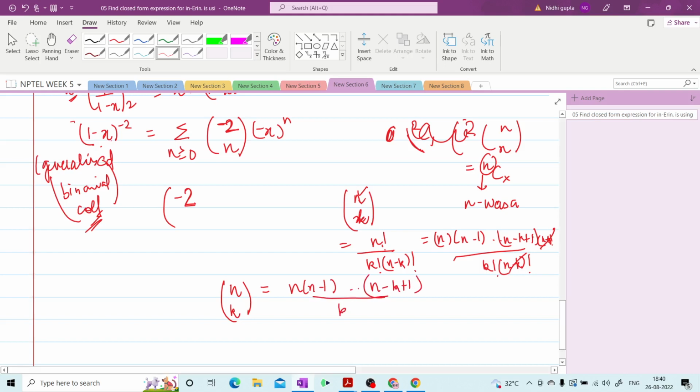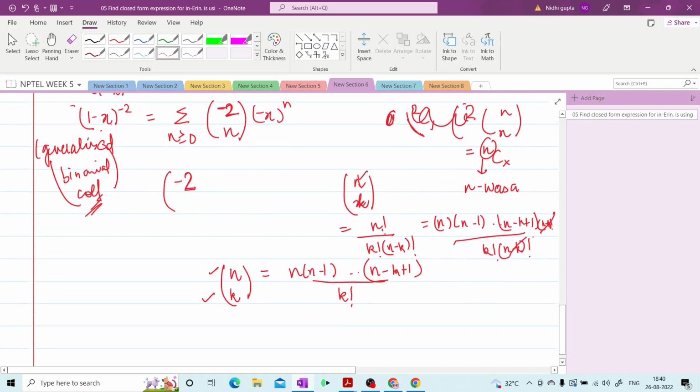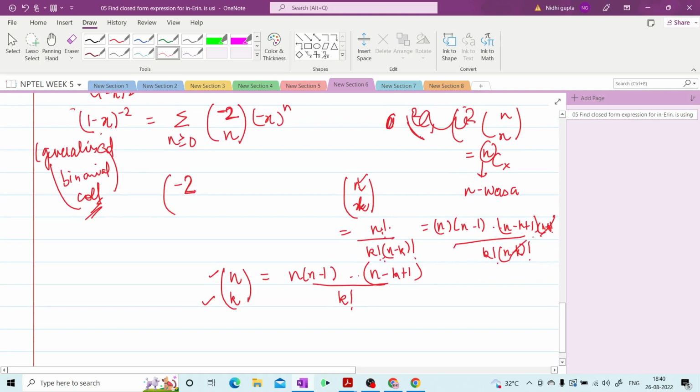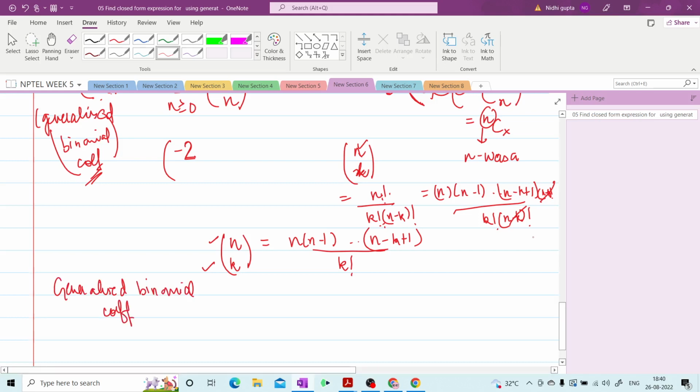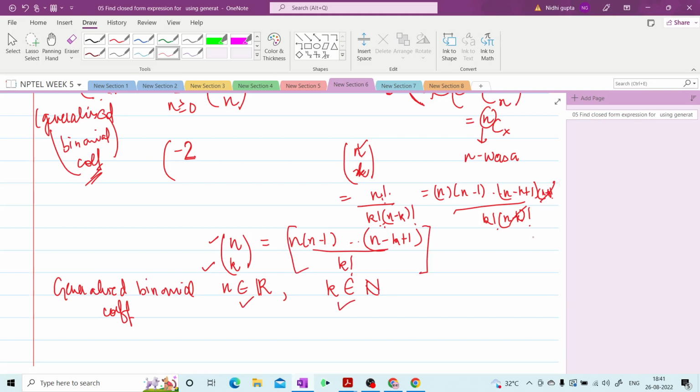So you can write your n choose k to be n into (n minus 1) till (n minus k plus 1), by k factorial. When your n and k were both natural numbers, factorial was making sense. But now we are doing this generalized binomial coefficient. So it is basically generalizing it for when your n is a real number but k remains a natural number. If n is a real number and k is a natural number, this RHS still makes sense, right? Because k factorial makes sense when k is a natural number.